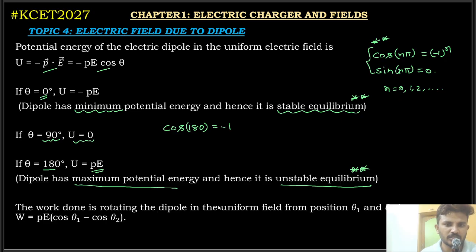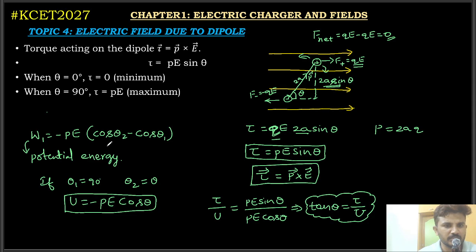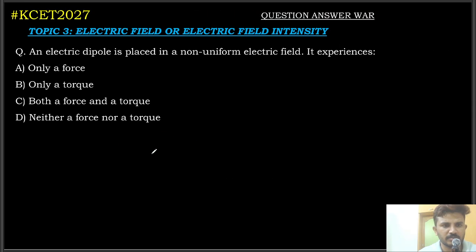Then the work done in rotating the dipole from position theta 1 to theta 2 is given by PE into cos theta 1 minus cos theta 2, or this can also be written as minus PE into cos theta 2 minus cos theta 1. If you multiply the minus inside, you will get cos theta 1 minus cos theta 2. Same thing I have given, right? Look at this, cos theta 2 minus cos theta 1. Okay. Let us solve a few MCQ questions based on this.